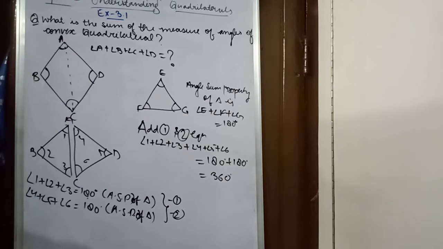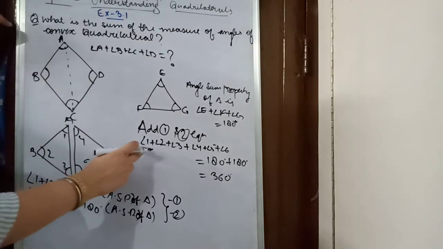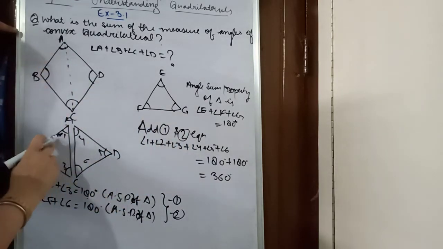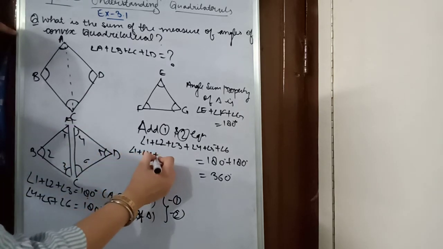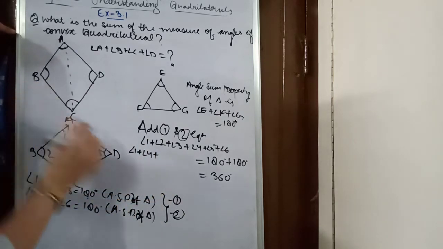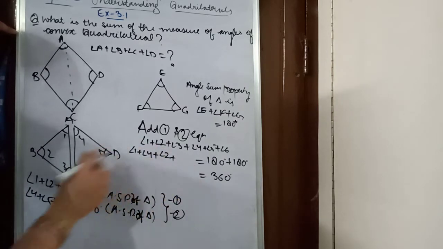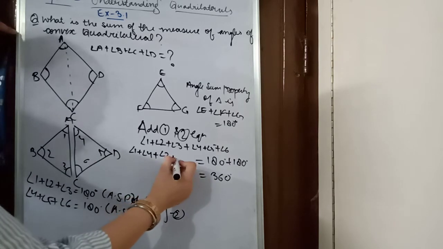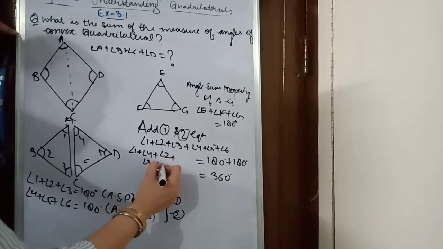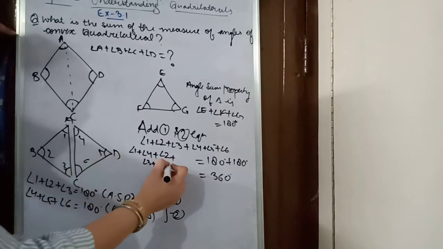Now if you arrange it like this, angle 1 plus angle 4, you will get angle A. Angle 1 plus angle 4 is total angle A. Then angle 2 is complete angle B. Then angle 3 plus 6 is angle C. You will write angle 3 plus angle 6. And then angle 5.